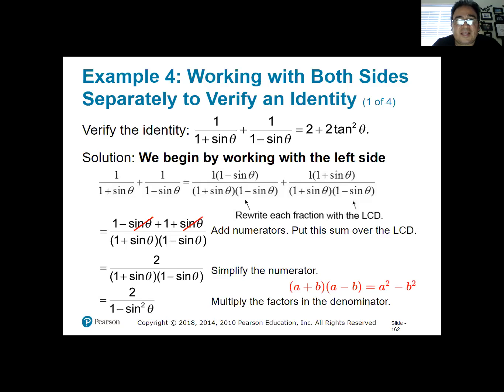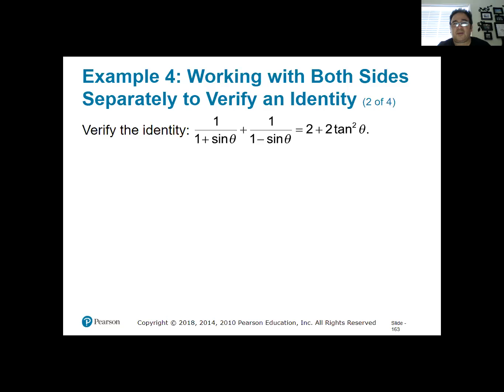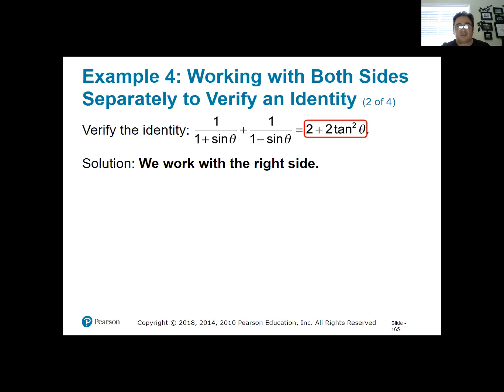So let's take a look at the other side. 2 plus 2 tan theta. We've done this side, and we've gotten to a point where we can see that it's gotten easier, right? So if we can get this side to look like the other side, which was what again? Where do we stop? 2 over 1 minus sine theta. There you go.